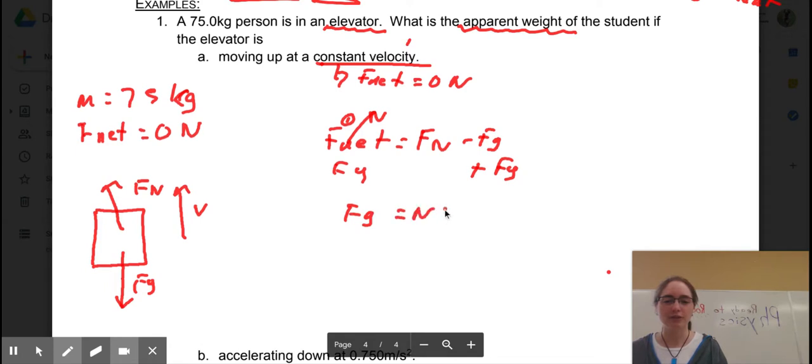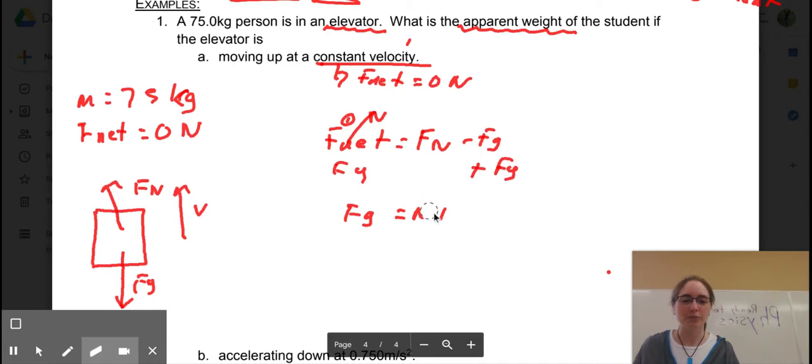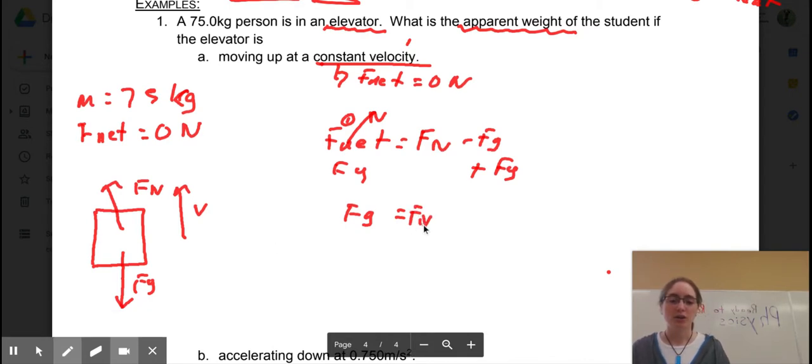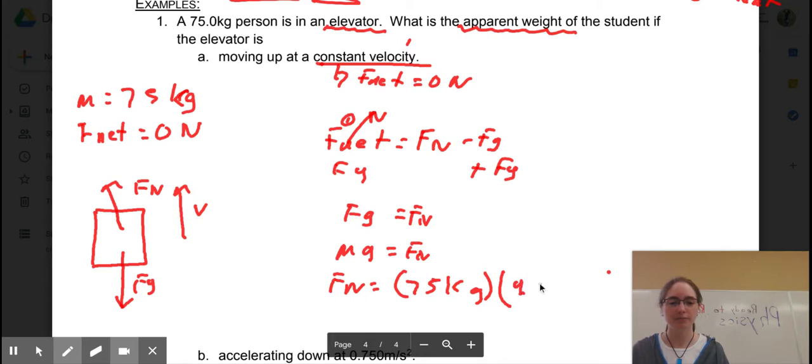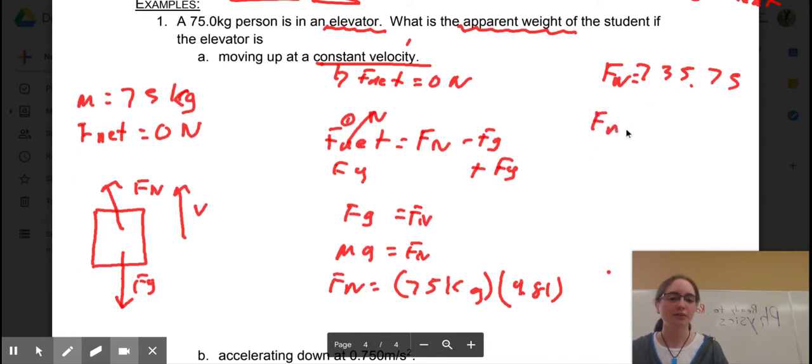So, ladies and gentlemen, my Fg is going to equal my normal force. Okay, so this is easy. My Fg is equal to mg, which will equal my normal force. So my Fn, my apparent weight, is going to be my 75 kilograms multiplied by my 9.81, and that's going to get me my answer for my normal force. So my apparent weight is going to be 735.75. All right, let's get our final answer with the right number of sig digs.